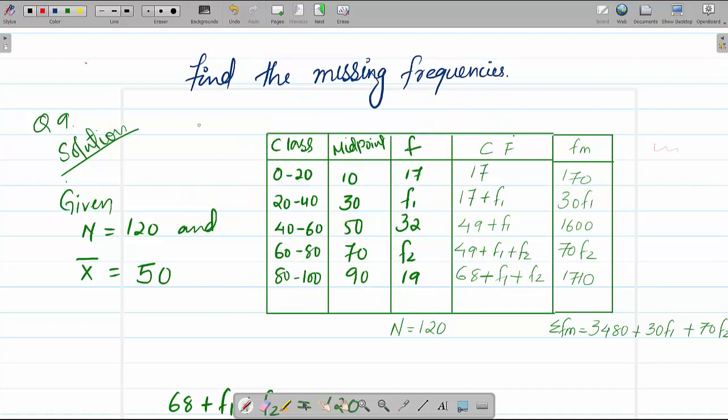Hello and welcome to this fourth video tutorial for this chapter, Chapter 7, Central Tendency. Today we will be solving one more question, that is question number 9.